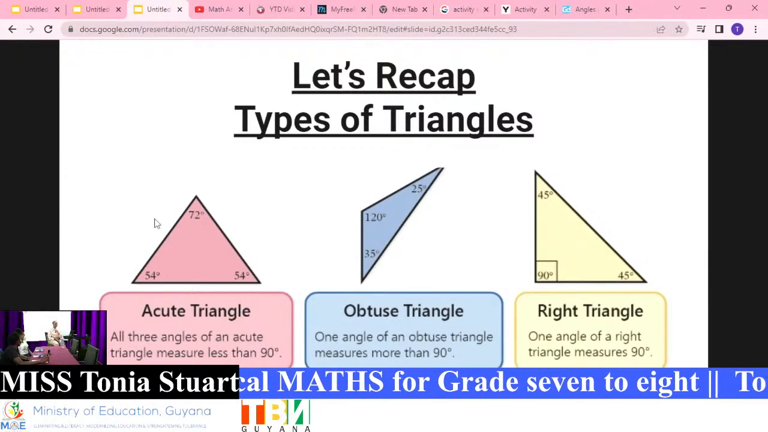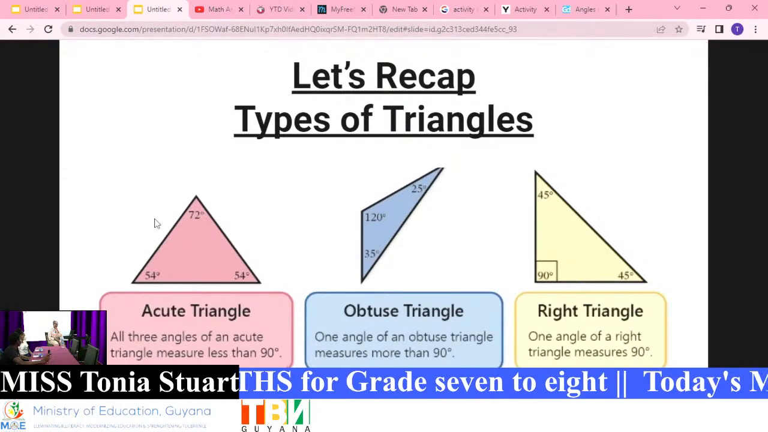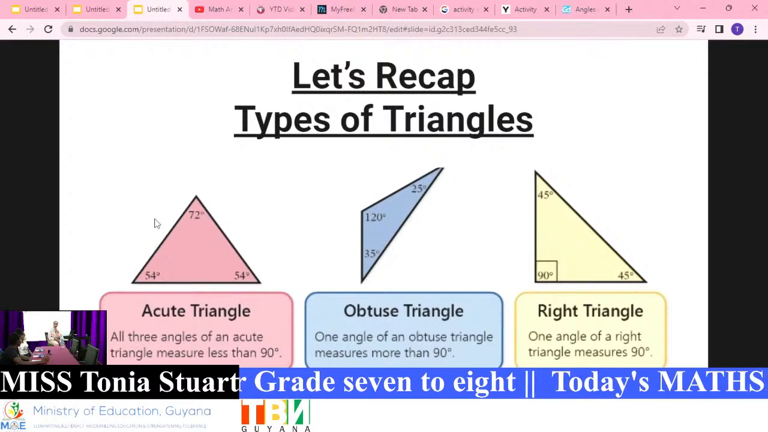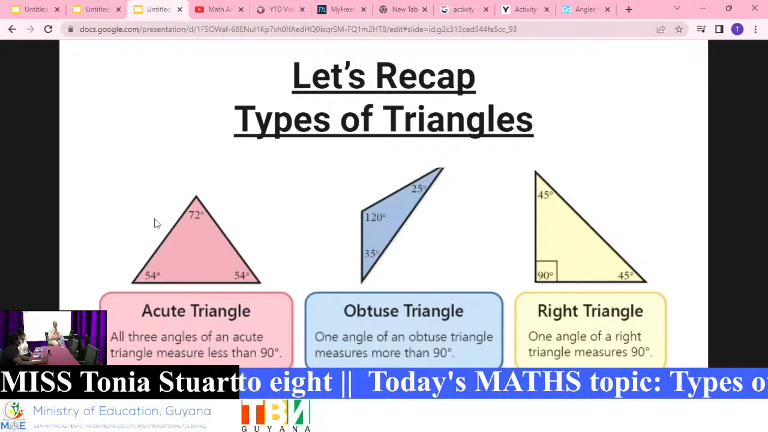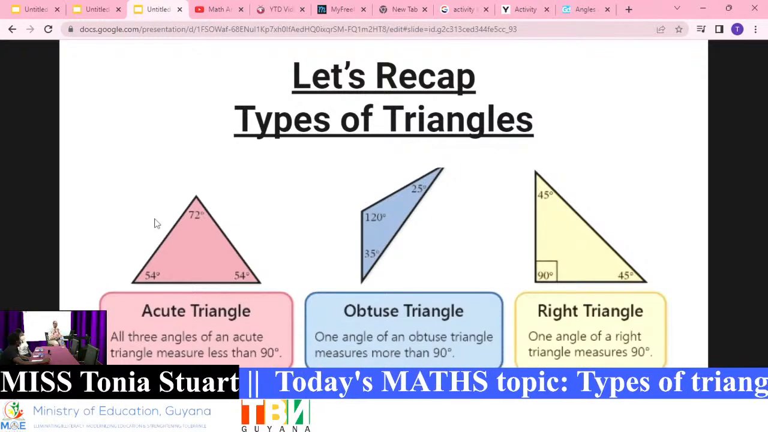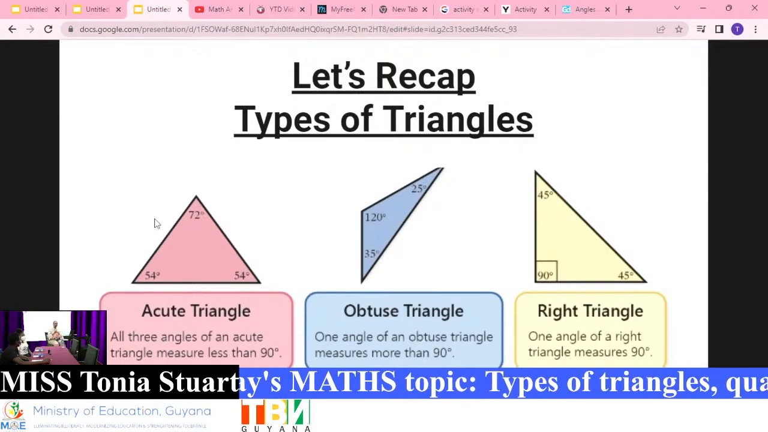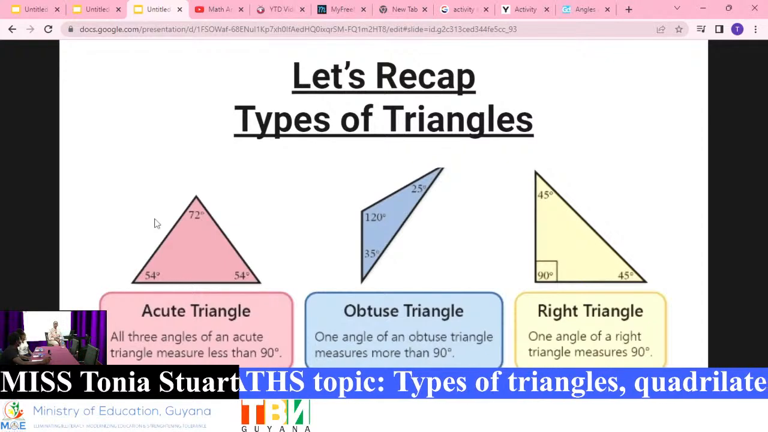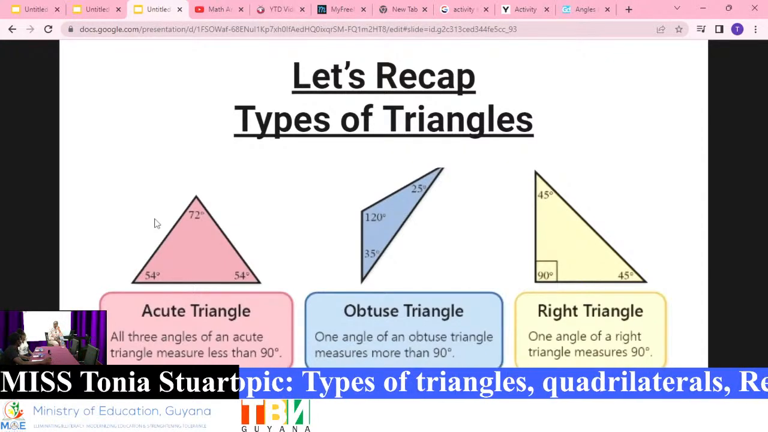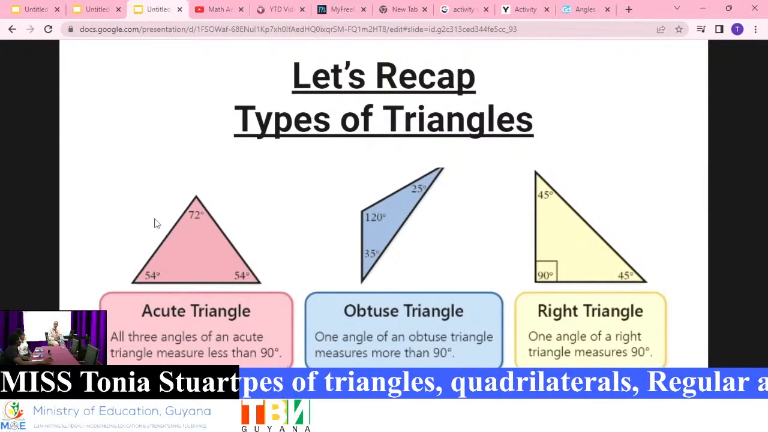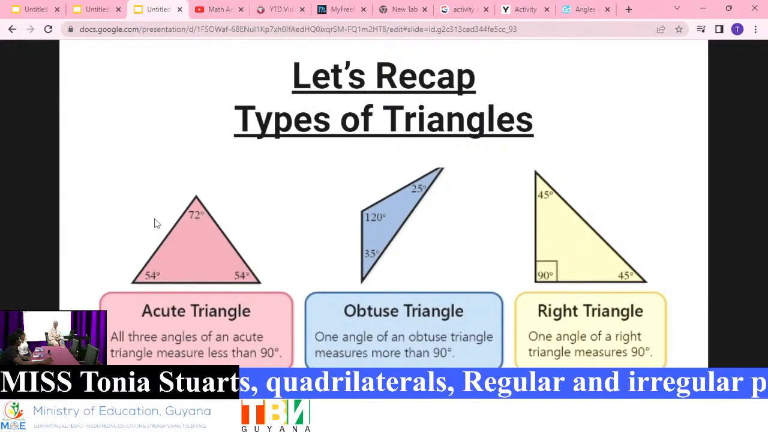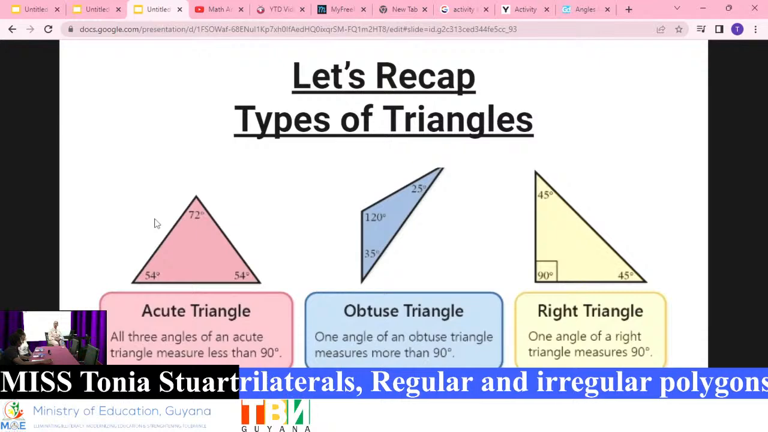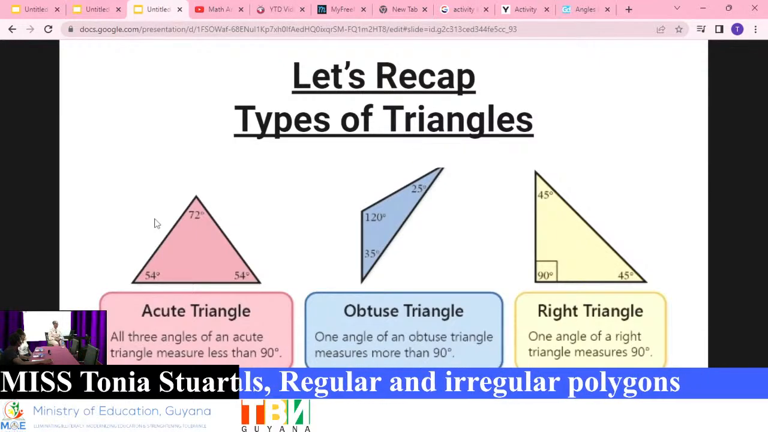What do we look for for the 90 degree angle? The square. If there is no square on the triangle itself, what we try to identify to determine if it's a right angle is an L, a perfect L, a vertical and a horizontal line connecting to each other. Then we know that's 90 degrees. So it forms a right angle, and this is a right triangle. Okay, take that down quickly.